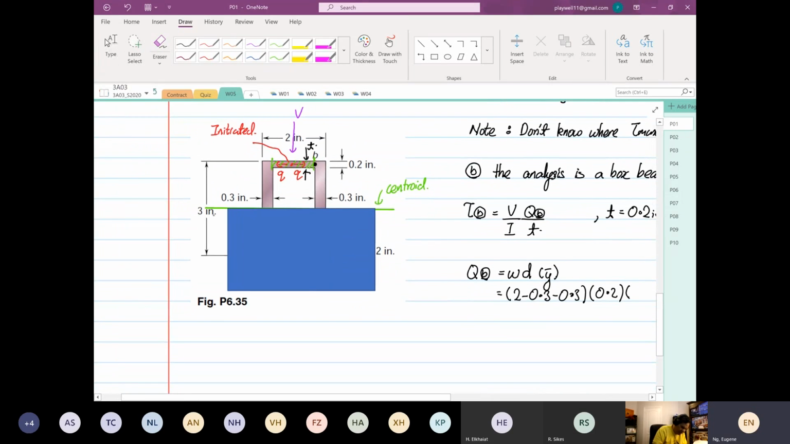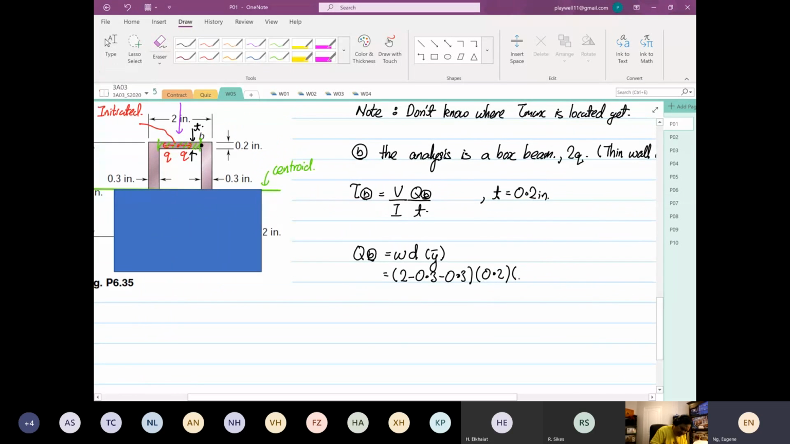Why 1.5? Because this entire thickness is 3. So 1.5 minus the centroid at the flange, so it's 0.2 divided by 2. Okay, so this will give us (2 minus 0.3 minus 0.3) times 0.2 times (1.5 minus 0.1). So it is equal to 0.392 inches cube. Okay, so 1.5.